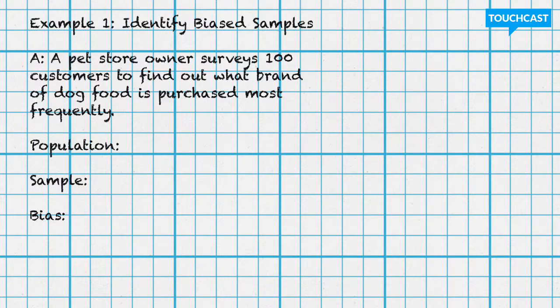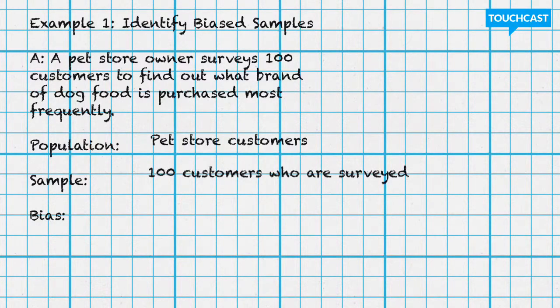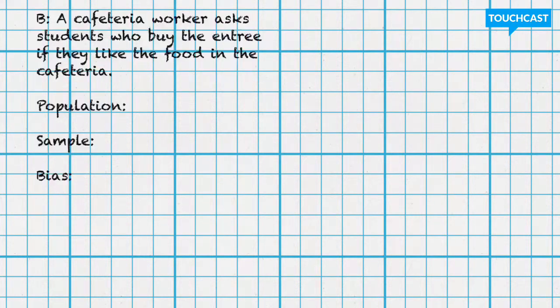Okay, let's look at our first example, identifying biased samples. Example 1A. A pet store owner surveys 100 customers to find out what brand of dog food is purchased most frequently. Well, here our population are all the customers of the pet store, while our sample are the 100 customers who are surveyed. Here the bias is that not all of the customers are going to have dogs. And we've finished example 1A.